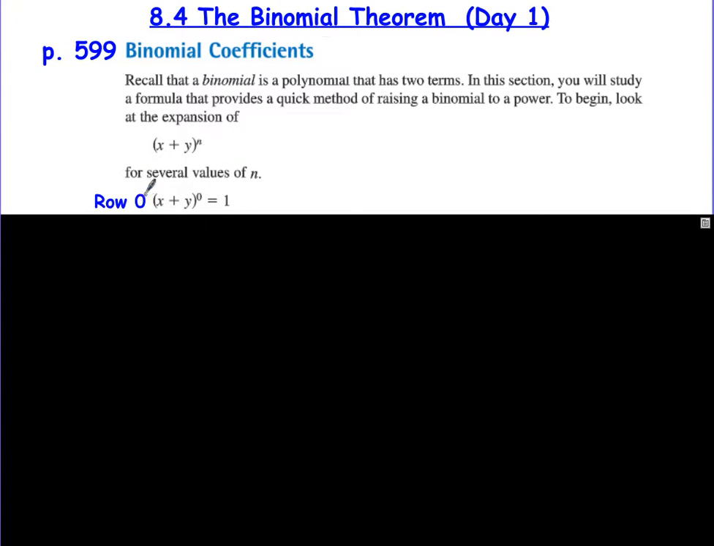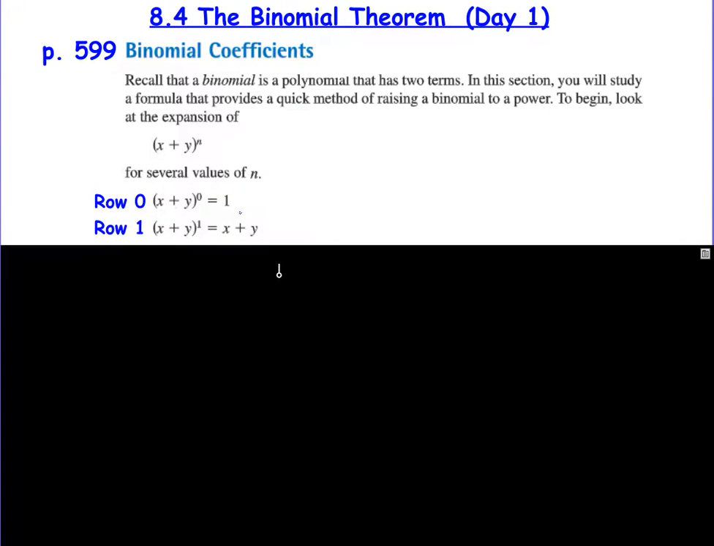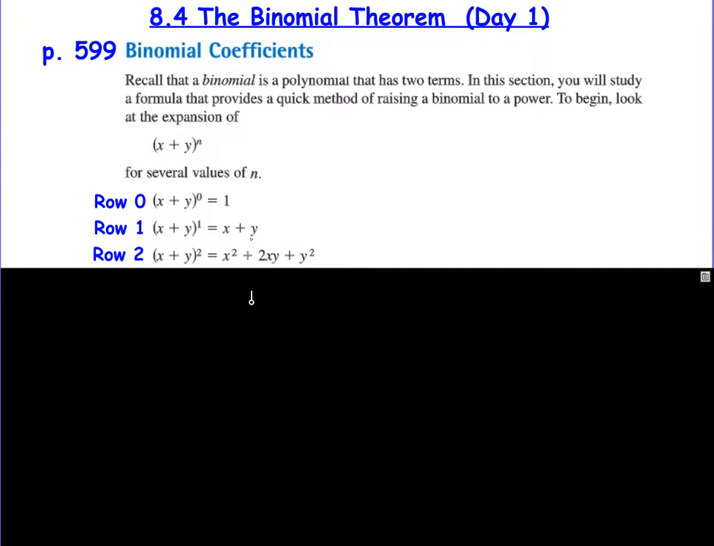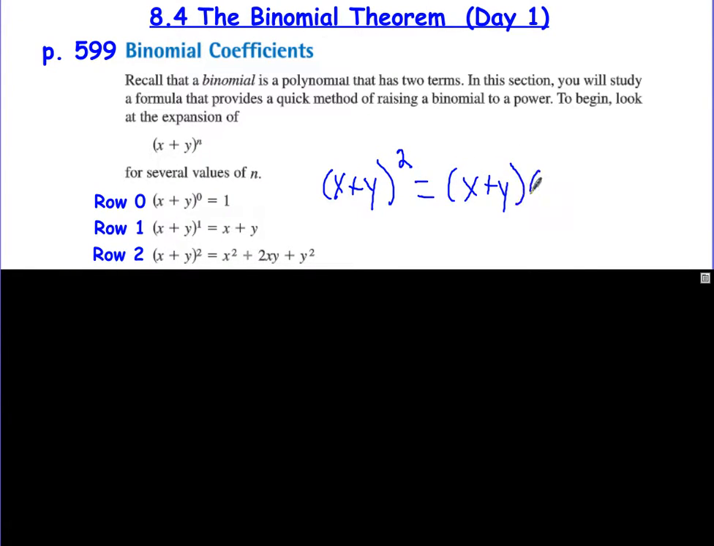We have row 0, which is just raised to the 0 power. Anything to the 0 power is 1. Row 1, well, nothing much happens here because it's just to the first power, so you just leave it. Here, remember, when it's to the second power, you don't distribute the exponent because of the plus. This means you're going to multiply out two of them, and then you're going to FOIL. And when you do that, you end up getting this.